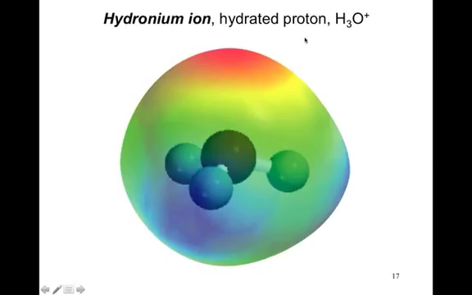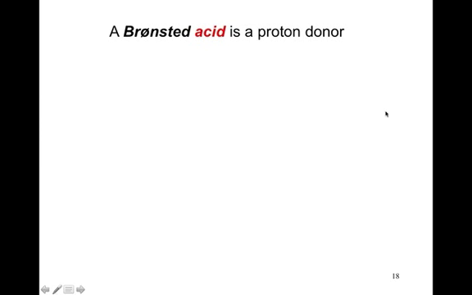Okay, so hydronium ion, a hydrated proton. So the proton is just the H plus that we're letting go, and then hydrated means adding water, and so it's just oxygen with 3 hydrogens around it. Here you see the positive end and the negative end in this kind of space filling diagram.